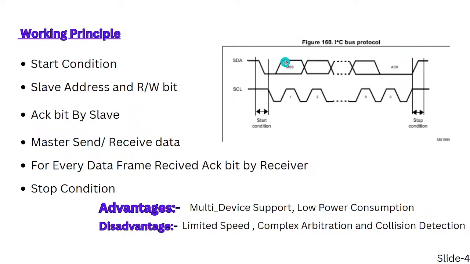The MSB is transferred first. MSB means the most significant bit is transmitted, after the start condition and before the stop condition. Then after that, the master sends the address to the slave device.